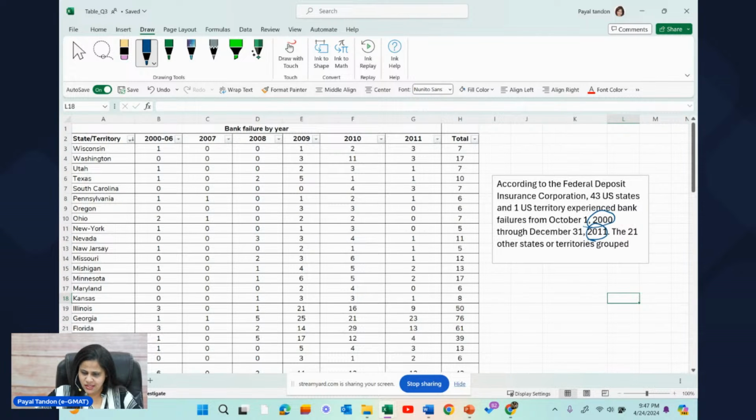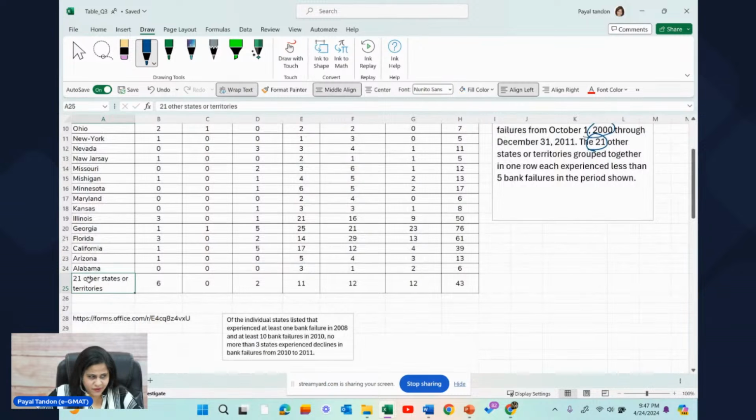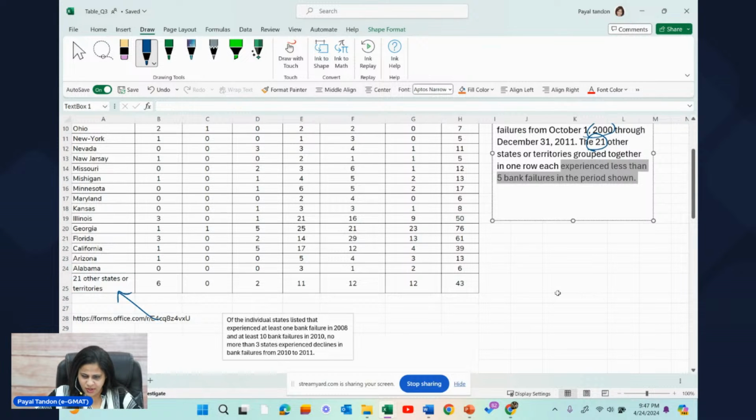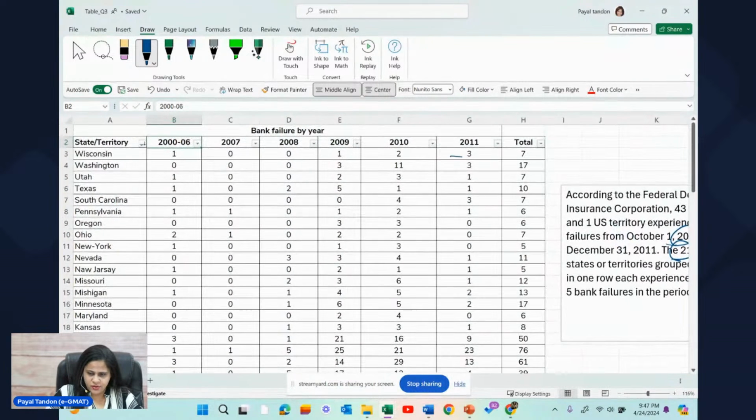The 21 states or territories grouped together in one row, 21 other states. Okay, so you have individual rows over here, and you have this other 21 states which have been grouped together in one row. Each experienced less than 5 bank failures in the period shown. Okay, so let's understand this a little bit. So we have this period from 2000 all the way to 2011. That's what the data set said.